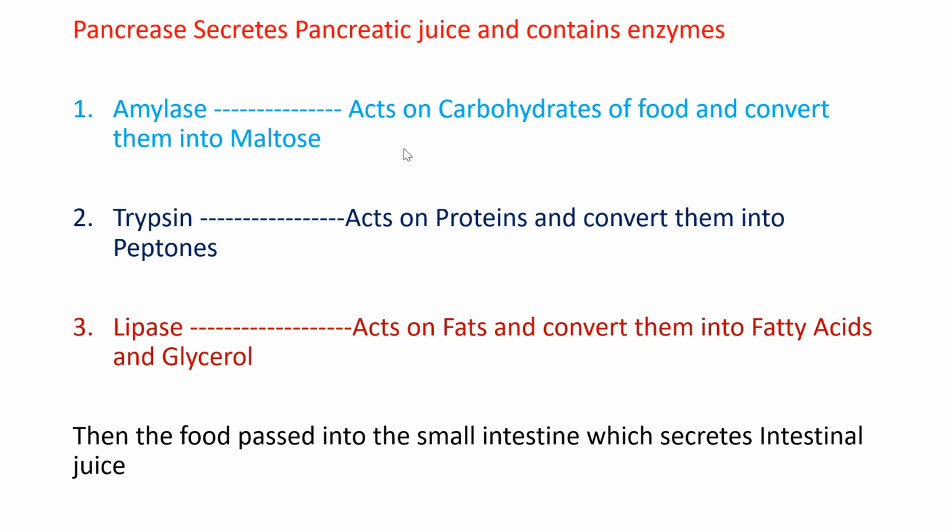Pancreatic juice contains the enzymes amylase, trypsin, and lipase. Amylase acts on carbohydrates of food and converts them into maltose. Trypsin acts on proteins and converts them into peptones. Lipase acts on fats and converts them into fatty acids. Then the food is passed into the next part, the small intestine, which secretes intestinal juices.